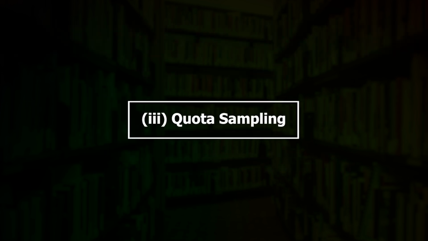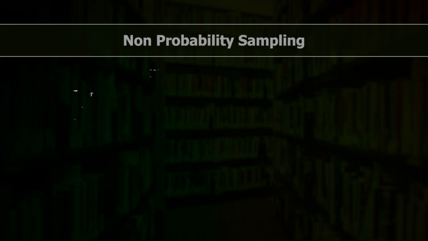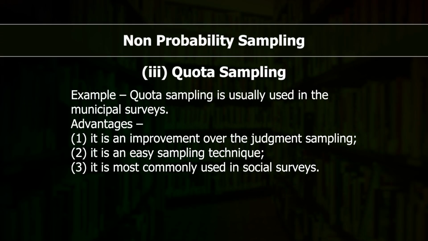Another type is the quota sampling. This method of sampling is a combination of both judgment and stratified sampling. In this type, samples of prefixed sizes are taken from each stratum of the universe using judgment sampling method. Example, quota sampling is usually used in the municipal surveys. What are the advantages? It is an improvement over the judgment sampling. It is an easy sampling technique. It is most commonly used in social surveys.